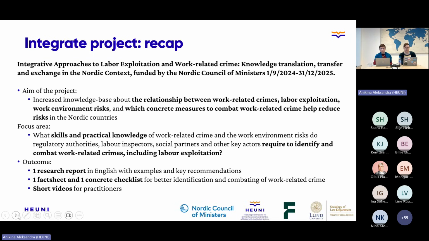First, very briefly about the project. This project, Integrative Approaches to Labour Exploitation and Work-Related Crime, is funded by the Nordic Council of Ministers. It's ending now at the end of this year. We started last year. HEUNI, the European Institute for Crime Prevention and Control, has been leading this project, but we have worked in close collaboration with our partners in Norway and Sweden: Lund University and Isabel Schultz, and then the team at Fafo in Norway, led by Synnøve Jansen.